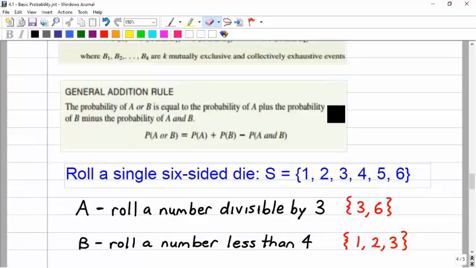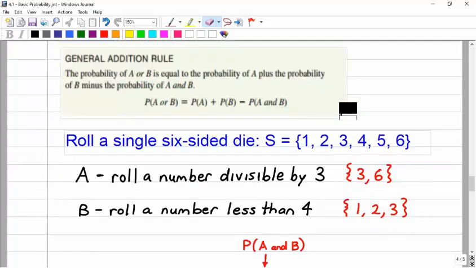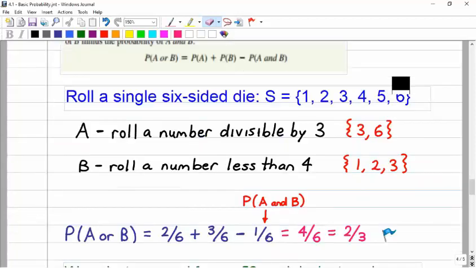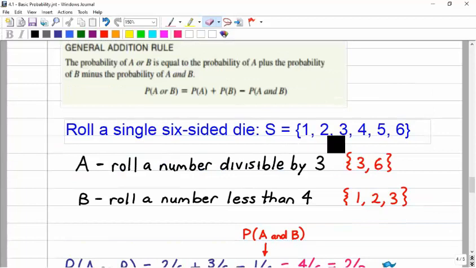Now this one's important. It's the general addition rule for how to find unions. The probability of A or B equals the probability of A plus the probability of B minus the probability of A and B. Now the minus is very important. The minus is there so we're effectively preventing what's called double counting. For this one you could do it pretty easily without the formula, but I want to show this formula because we're going to need it.